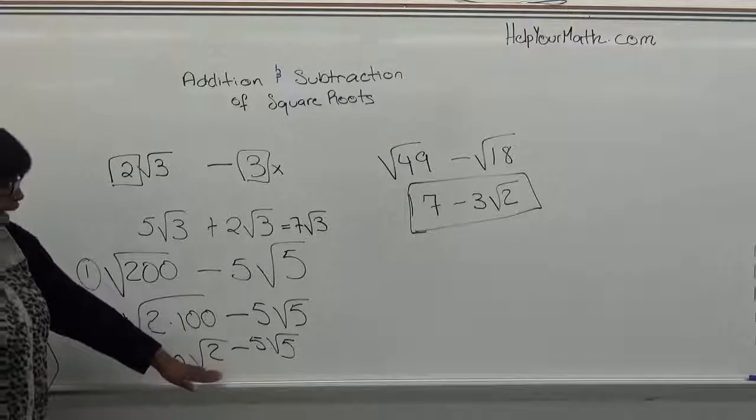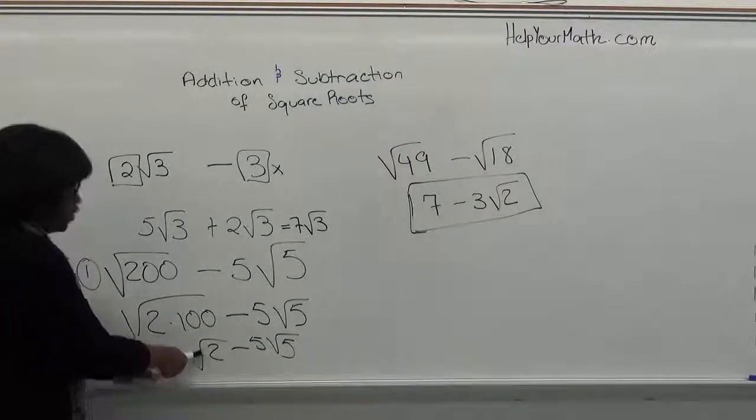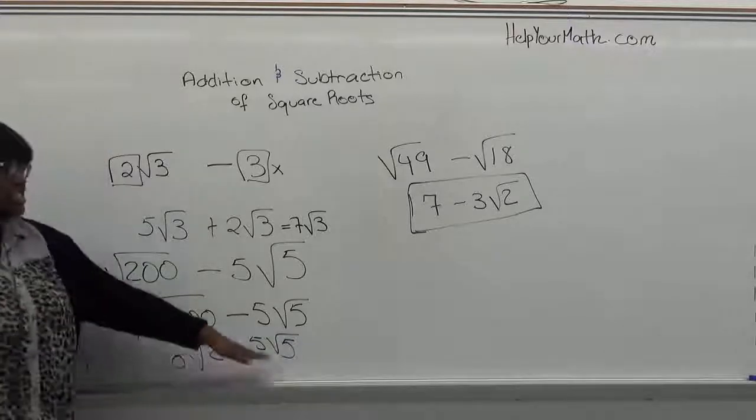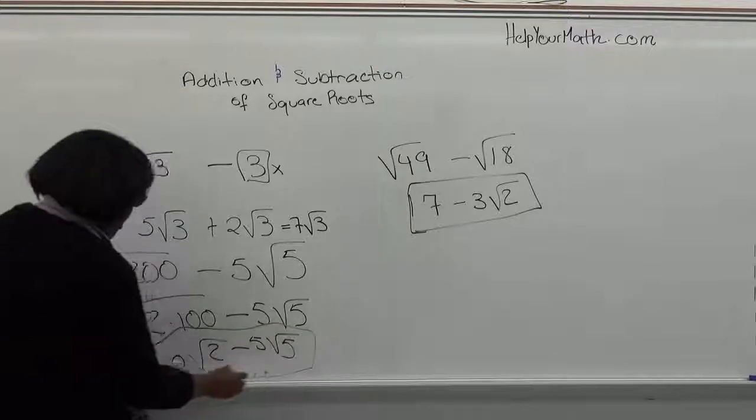Again, you cannot do anything further. This is your final answer. You have radical 2 here, you have radical 5 here. They're not the same, so we cannot do anything to it. So this would be our final answer.